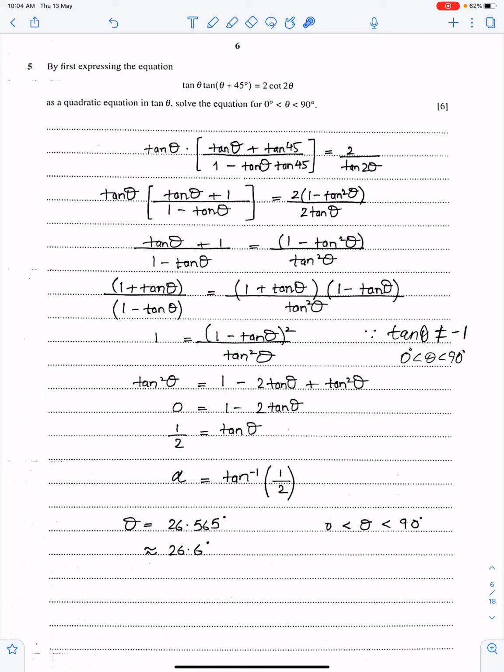Now we just need to solve this. So half tan theta, and theta, this is alpha. And since we are working in the first quadrant, this is the required value of alpha.